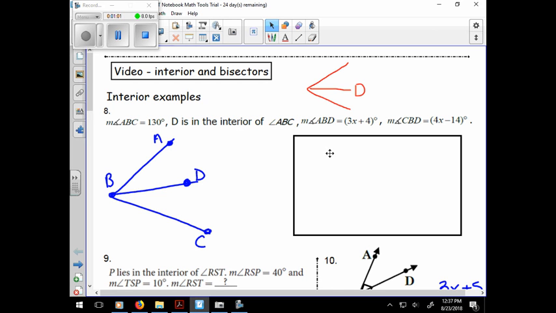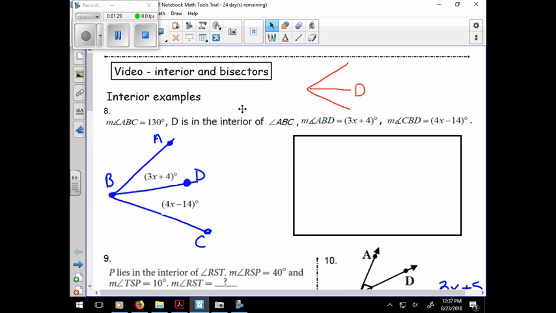Okay, so it says the measure of ABD is 3x plus 4. So I look here and find ABD, and I'm going to put a 3x plus 4 in it. Okay. Now CBD is 4x minus 14. CBD.